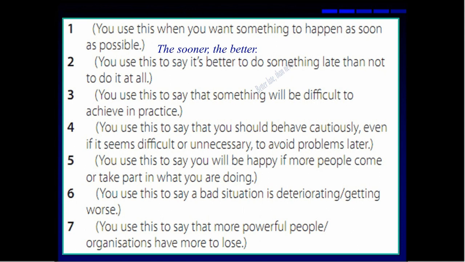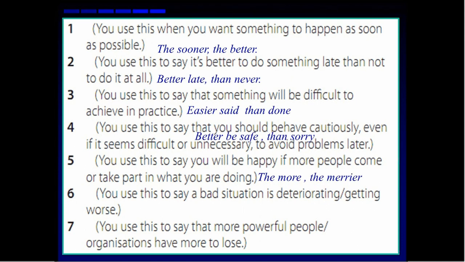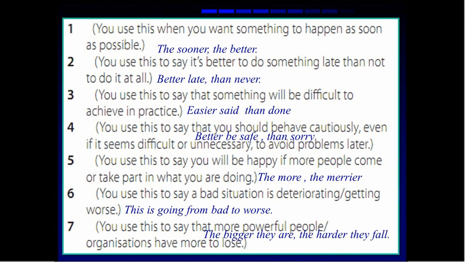And now it's for you, extra material, extra clarification for you from 1 to 7. The sooner the better. Better late than never. Easier said than done. Better be safe than sorry. The more the merrier. This is going from bad to worse. The bigger they are, the harder they fall.